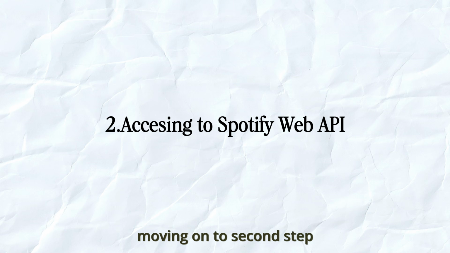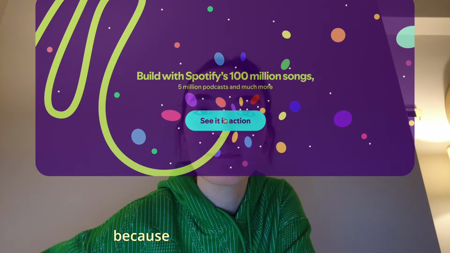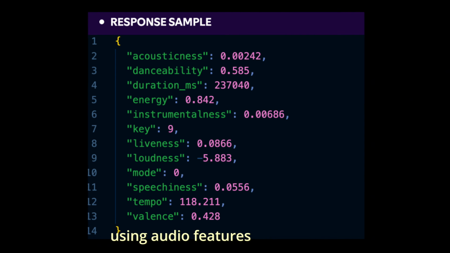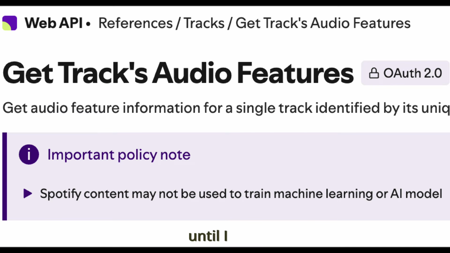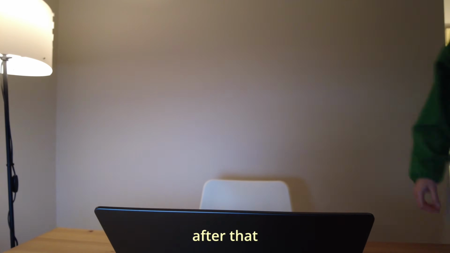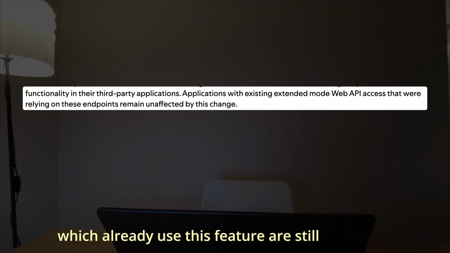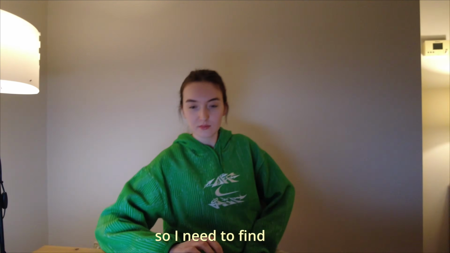Moving on to the second step, I was confident about that part because I'd seen tons of projects on Kaggle and GitHub using audio features from Spotify. Until I saw this. I couldn't continue with the project after that. However, Spotify mentioned that apps which already use this feature are still accessible. So I need to find one.